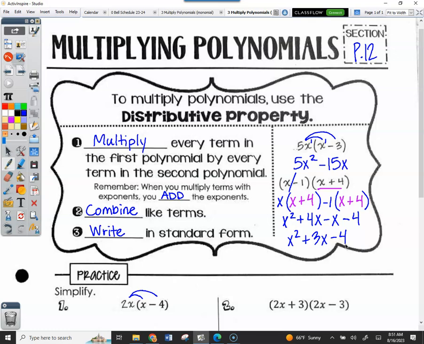Now I want you to make a note over here. I want you to write a bracket, and then sideways I want you to write distributive property. We just did the distributive property. That's one of the methods.